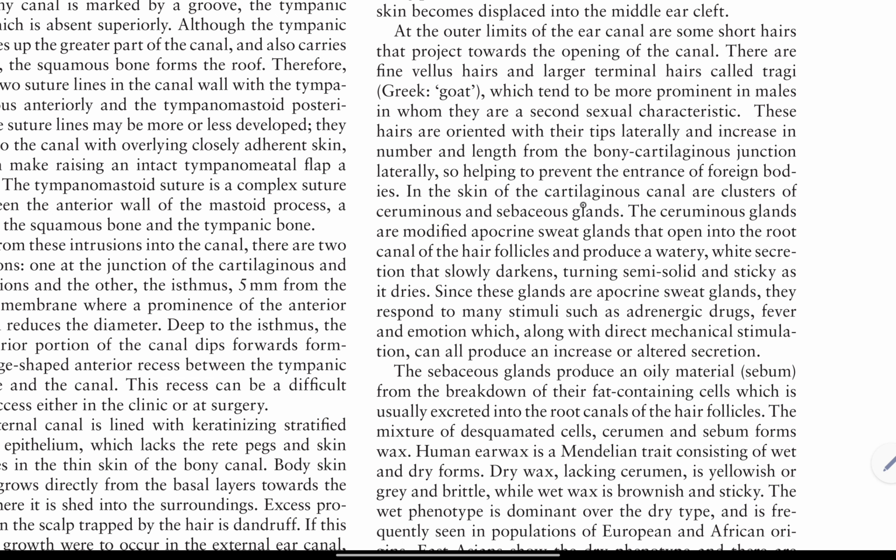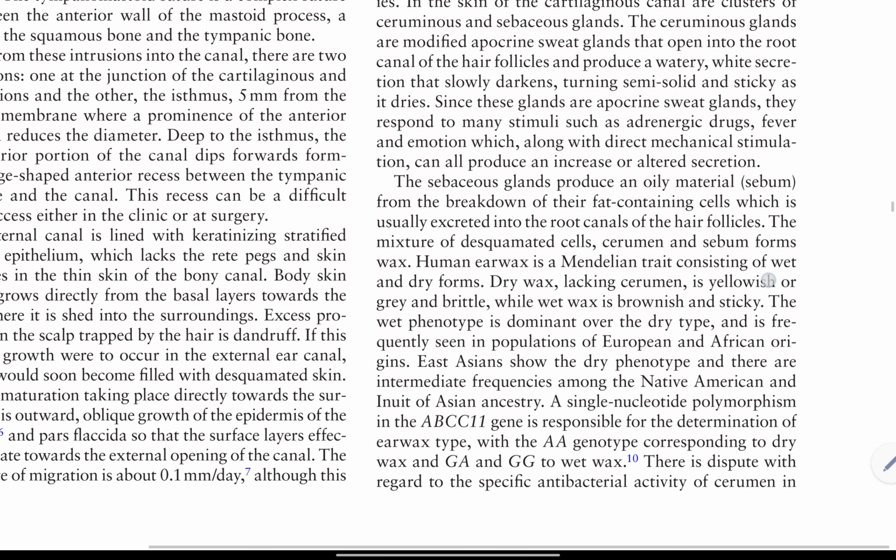In the skin of the cartilaginous canal are clusters of ceruminous and sebaceous glands. The ceruminous glands are modified apocrine sweat glands that open into the root canal of the hair follicles and produce a watery white secretion that slowly darkens, turning semi-solid and sticky as it dries. Since these glands are apocrine sweat glands, they respond to many stimuli such as adrenergic drugs, fever, and emotion, which, along with direct mechanical stimulation, can all produce an increase or altered secretion.